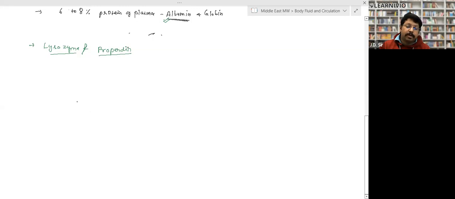What is heparin? Can you tell me? Anybody? Heparin is a type of hormone, not an enzyme, found in our blood. What is its function? Heparin does not allow blood to clot inside our body. That's why it is called an anticoagulant. Frequently asked question.